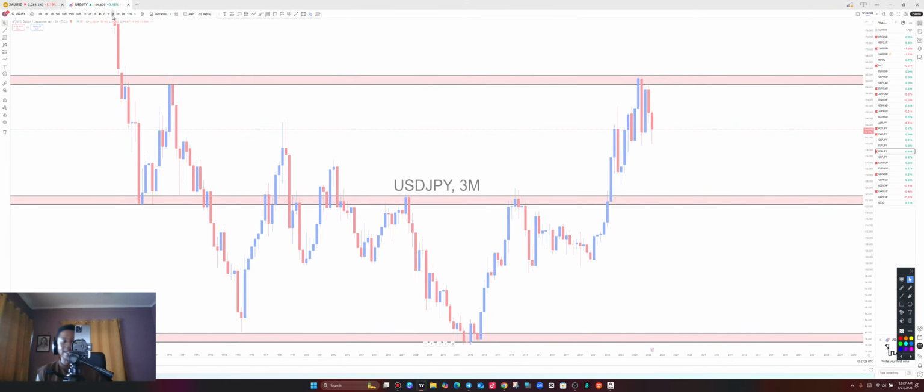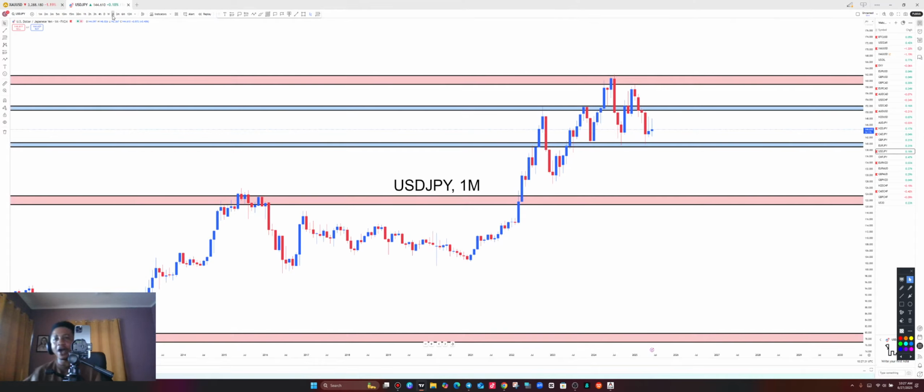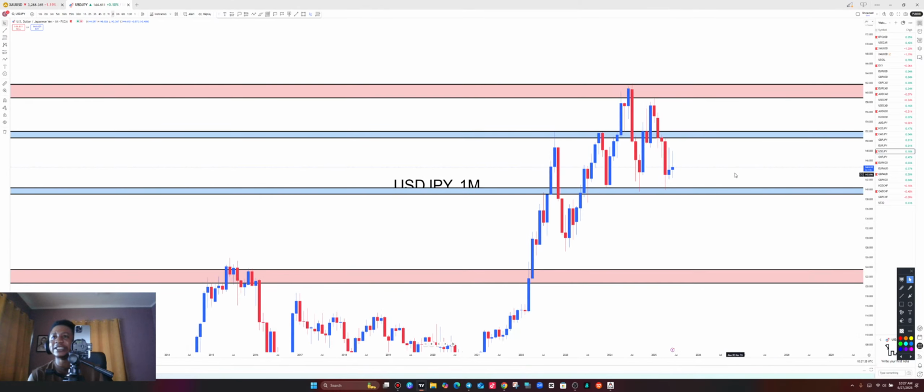So USD JPY, taking it again to the monthly time frame for more understanding. Now, this is the monthly time frame of USD JPY.